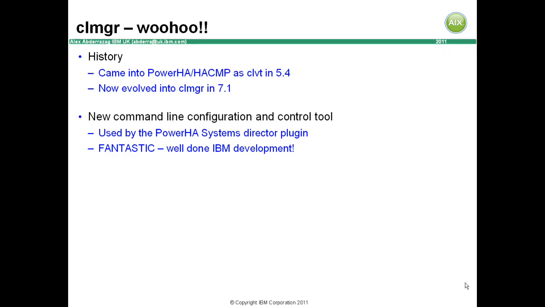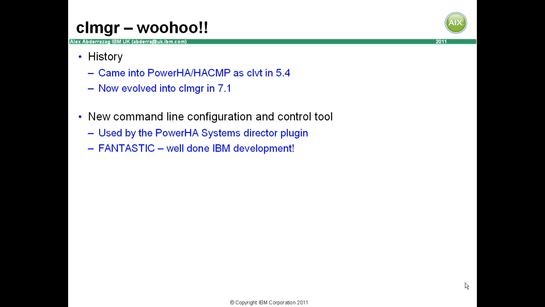In 2006, HACMP 5.4 introduced a new utility called CLVT that provided a glimmer of hope. CLVT was developed as a tool for use by Smart Assist to perform configuration tasks at command line level. However, its capabilities were limited to those needed by Smart Assist, and very little was done to update the CLVT utility beyond that needed for Smart Assist and later releases.